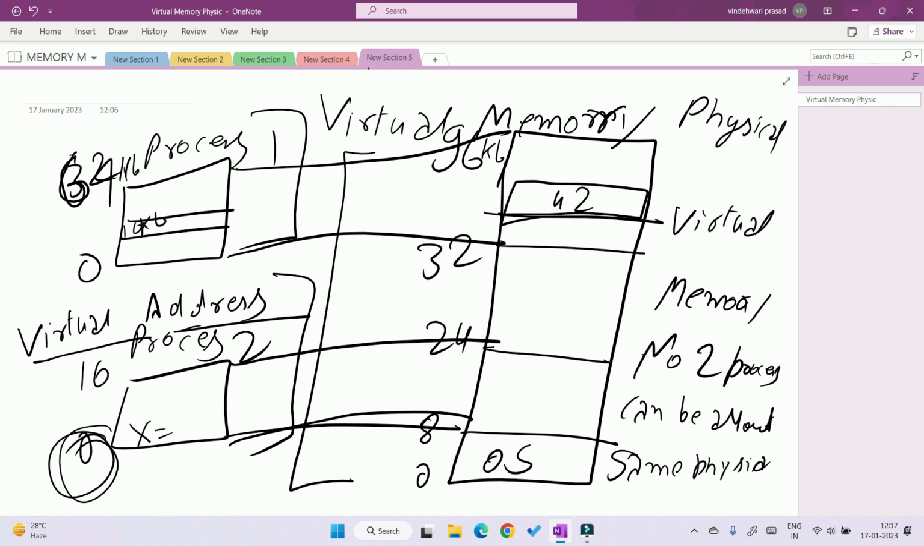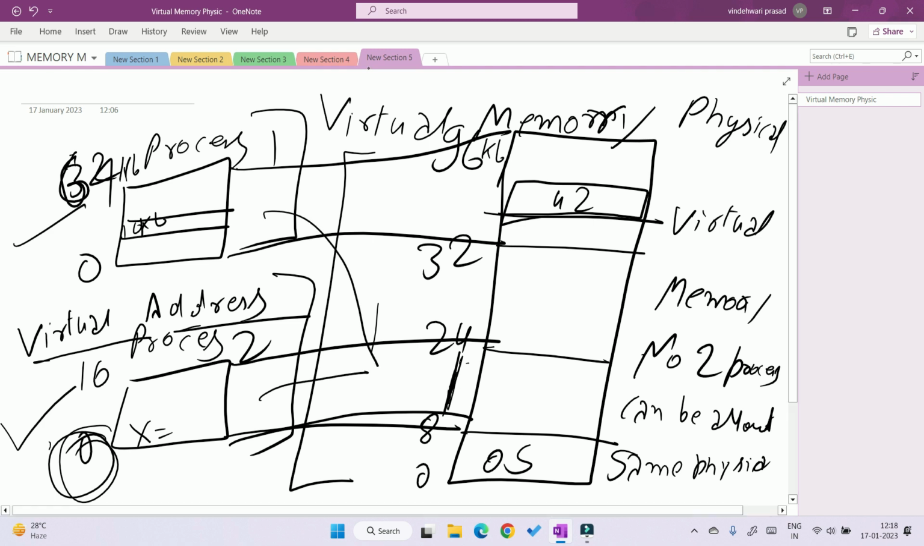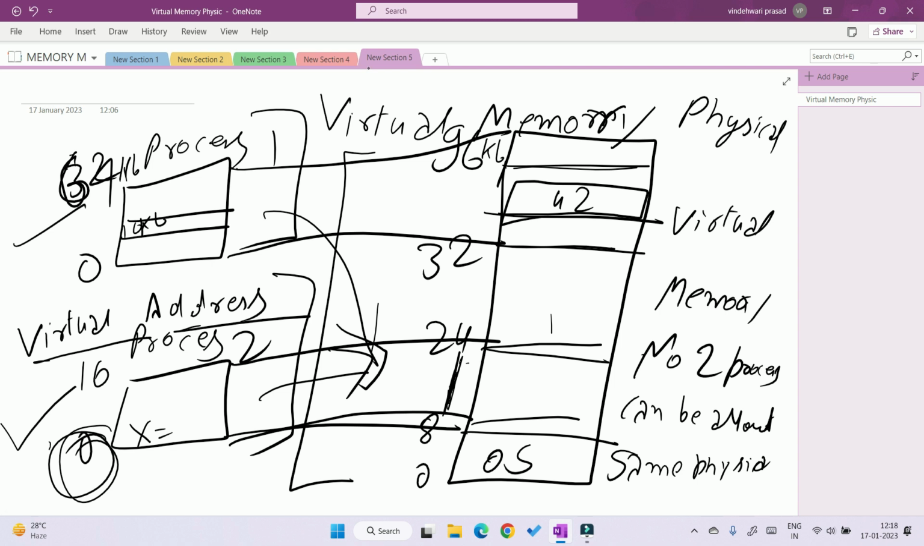What does that mean? There are two processes, process 1 and process 2. These two processes cannot be allotted the same physical memory. It can't happen that 8 to 24 physical memory is allotted to both process 1 and process 2, otherwise there will be no isolation, no protection. To give protection and provide the abstraction property, we have to provide different physical memory addresses to each and every process. I hope with this example you understand the virtual memory concept and why we are using it.